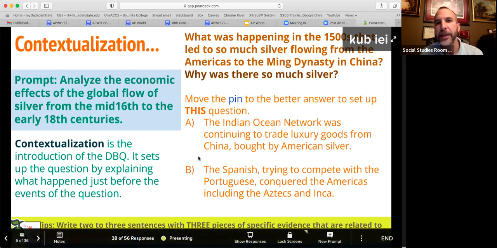So go ahead and move your pen. What do you think is the better answer, in terms of A or B here, to address? What do you think the good contextual information would be here?